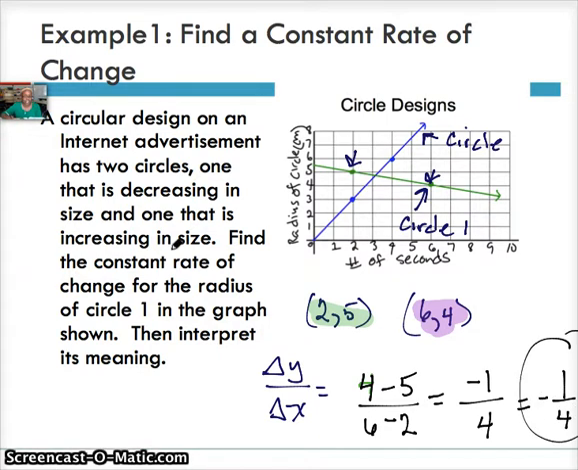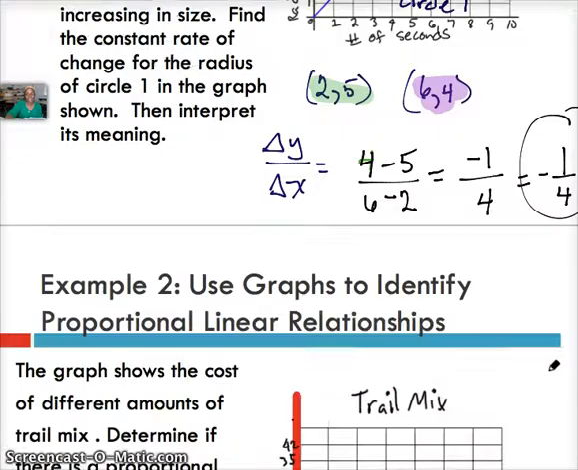What does this mean? So we found it, yay, but the question is interpret its meaning given the situation. So what we see is we have a decrease of 1. Now this is the radius of the circle, that's in centimeters. For every decrease of 1 centimeter in the radius, that happens over 4 seconds. So the interpretation is it takes 4 seconds for a 1 centimeter decrease in the radius.